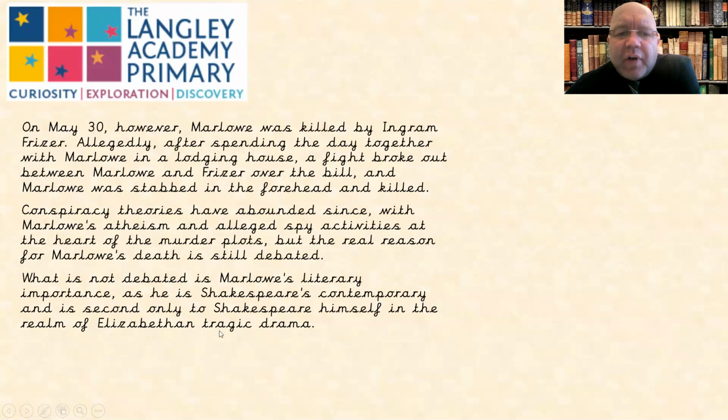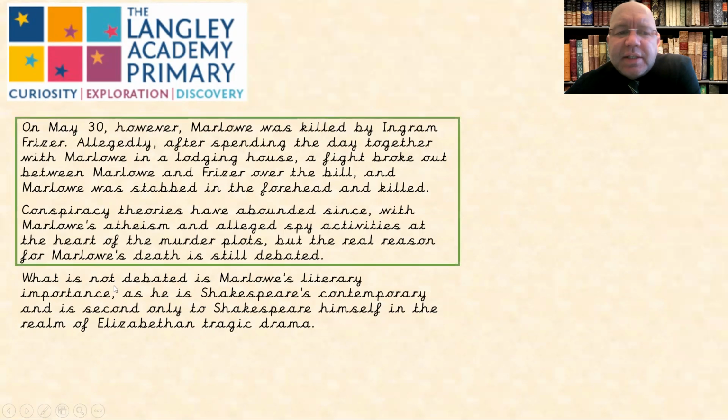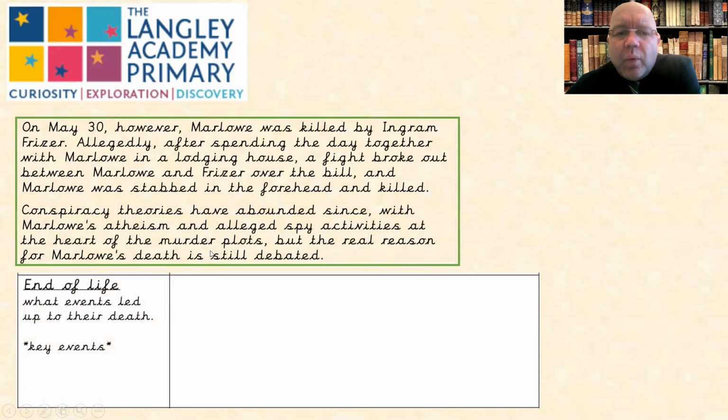We get to the end of our story, and this is the end of life section where Marlowe was sadly killed. Okay, but again, what information would have needed to have been researched, needed to have been found out to actually put this text together? Well, first of all, we needed to know when he died. And he died on May 30th, 1593. Now, in this section of the text, the 1593 doesn't appear.